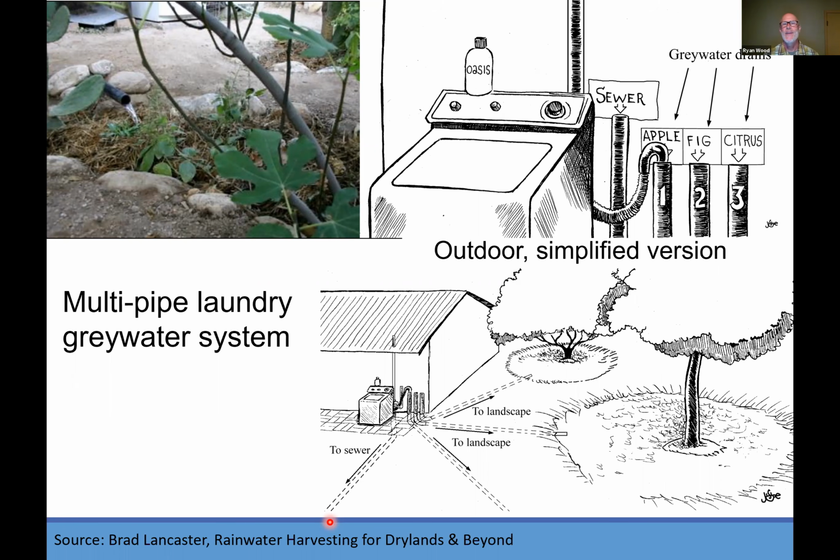So if I was needing to do a laundry with some chemicals, I would put it to sewer. But every other load, I'd go to apple. And then I might do a load or two on the apple, and then I'd go to the fig. So just depending on how much gray water you're getting from your washing machine, then you can alternate them back and forth and get a good deep soak on those trees.